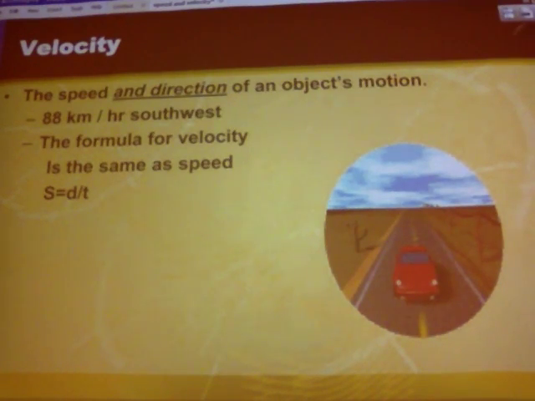Velocity. Velocity and speed are related in that they both use a distance divided by time formula. However, velocity also tells us the direction the object is moving. So 88 kilometers per hour is speed, but 88 kilometers per hour southwest is velocity.